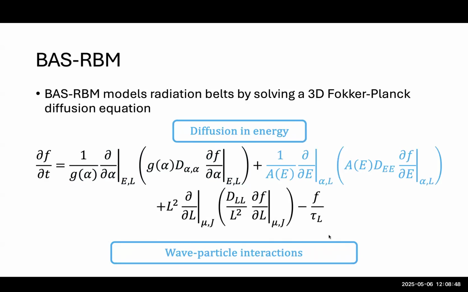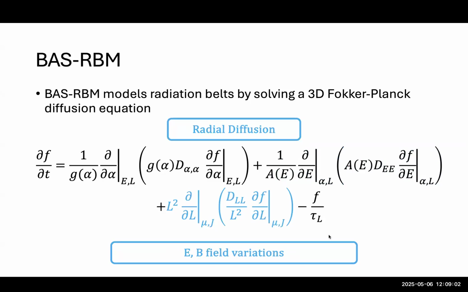And that's primarily influenced by wave particle interactions. So if you have a resonant wave, it can interact with the particle, accelerating it, increasing its energy. And then we've got radial diffusion. So this L quantity is the radius away from the center of the Earth, where the magnetic field crosses the equator, assuming a dipole.